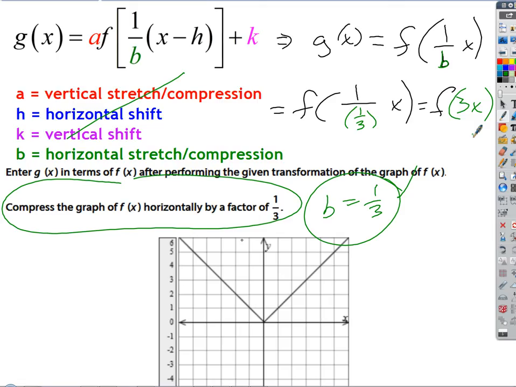Okay, why is it a 3? Don't worry about it. It's a 3. I know it looks like it's going to be a stretch, but it's not, because remember, the B is on the bottom. It's going to be the reciprocal of what you think it should be. Okay?